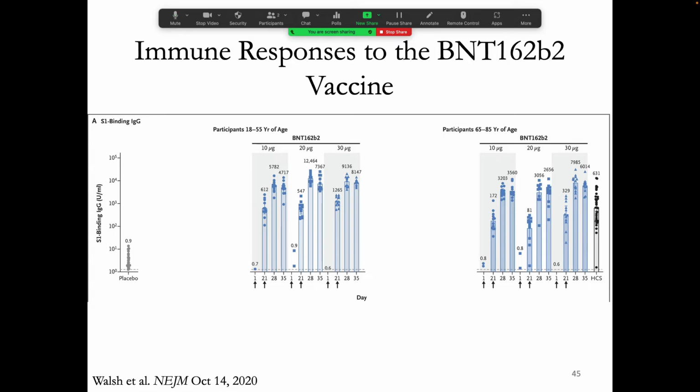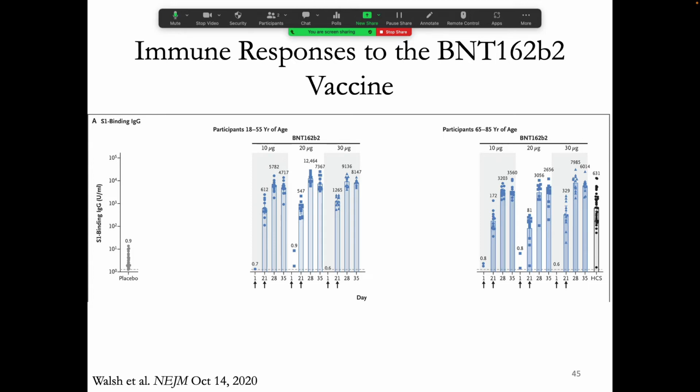In this paper, they used 2 different doses, and they used a whole bunch of different things. So they've got a lot, so I'm only showing you some of the data just to make your life easier. Here are the people who got placebo, and here's how much antibody against spike they made.